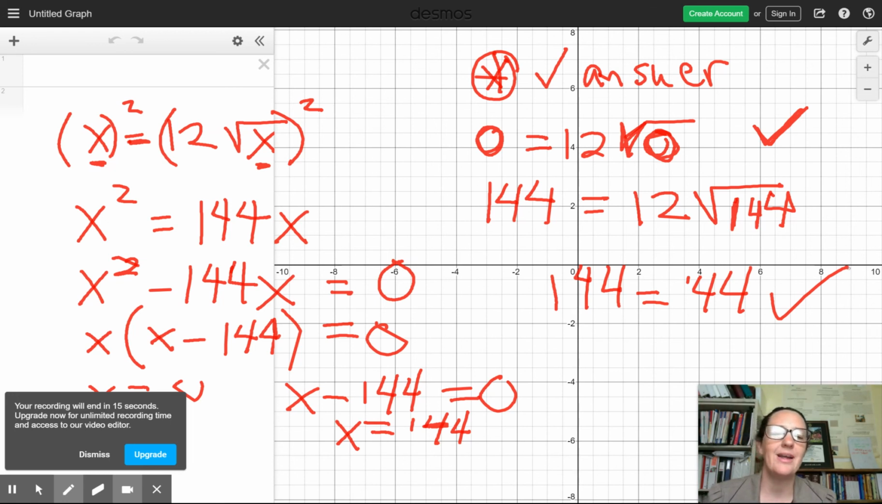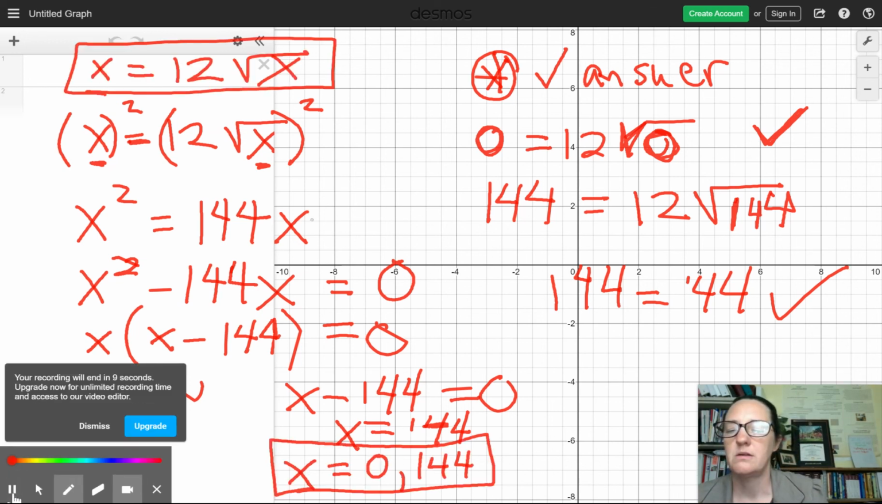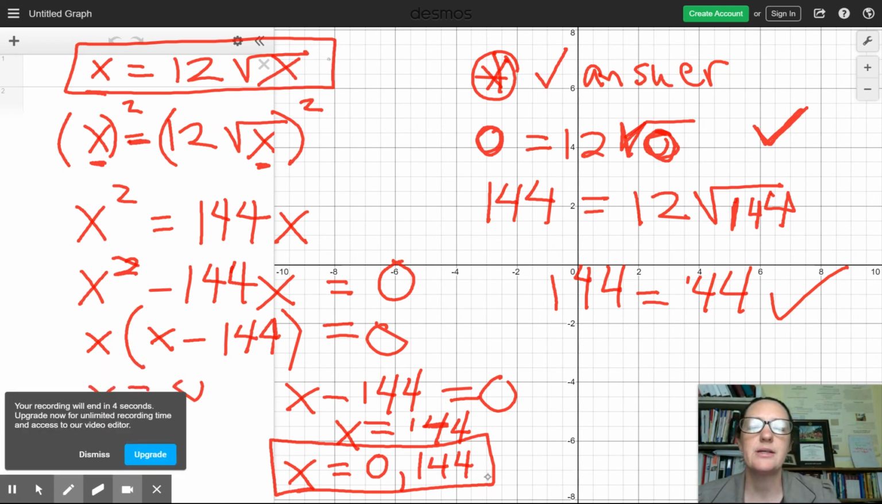x equals 0 and x equals 144. So we had an initial problem here, x equals 12 root x, and here are our answers, 0 and 144.